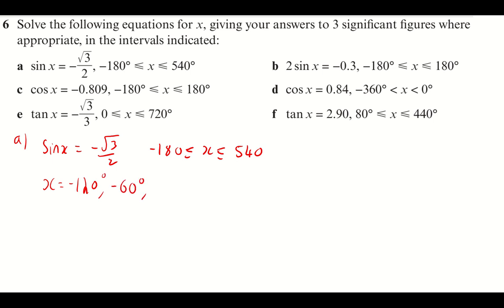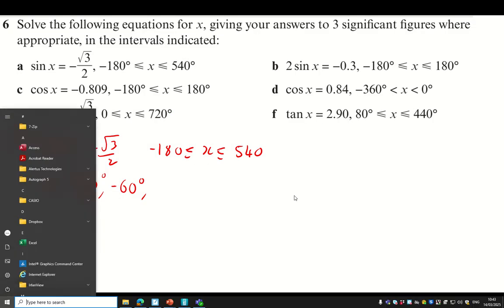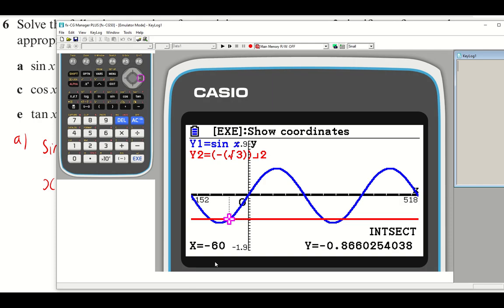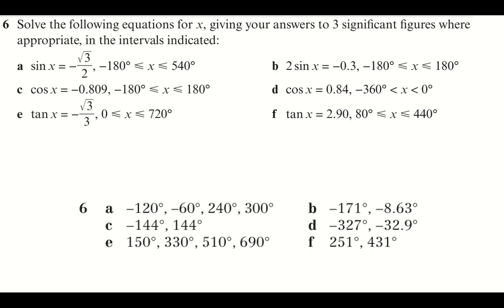Let me grab the calculator back for more answers. 240, 300. And that's done. So I'll give you the start for B. For B you need to divide by that 2 first, so you get sin x equals minus 0.15, and then follow the same procedure. Answers are here.